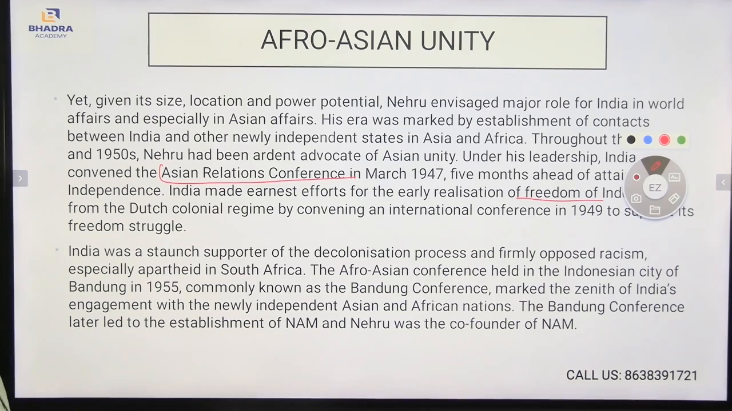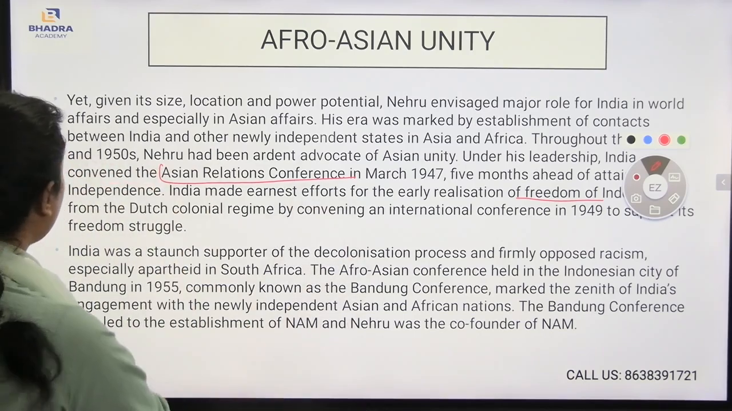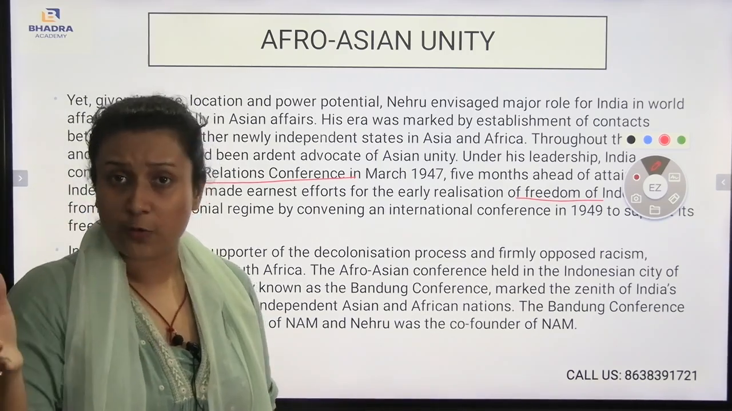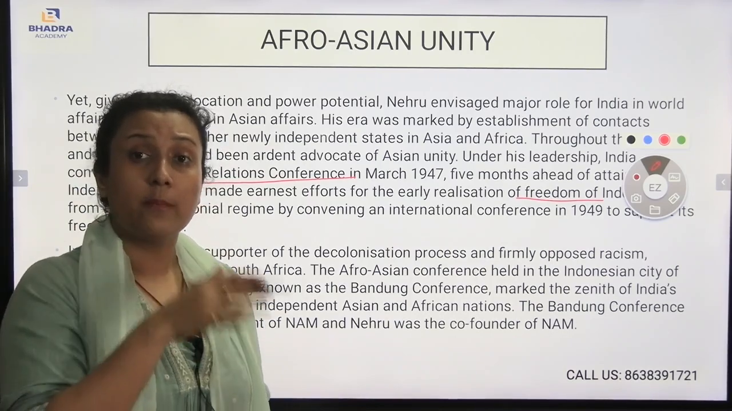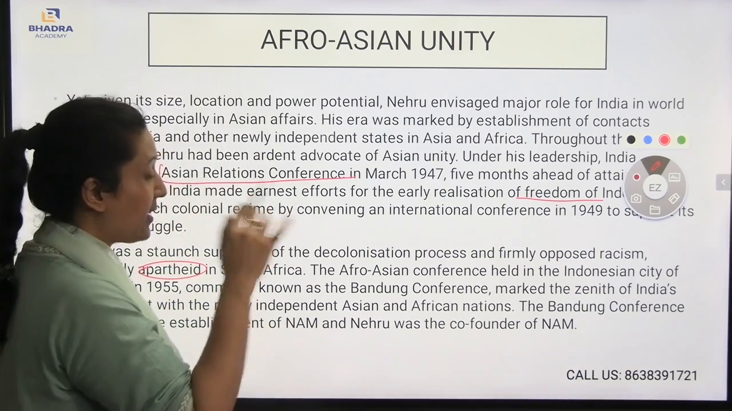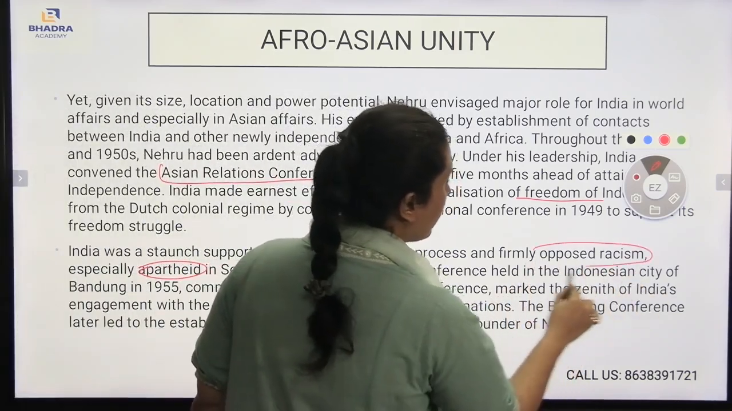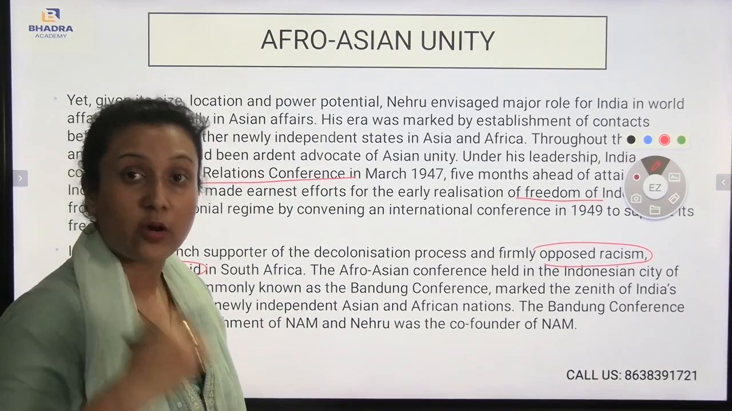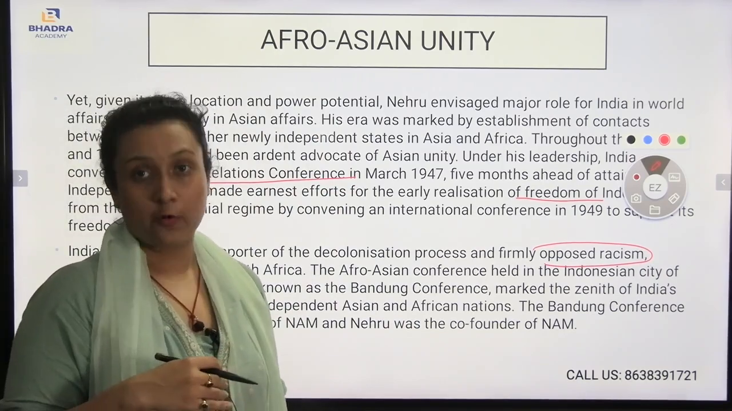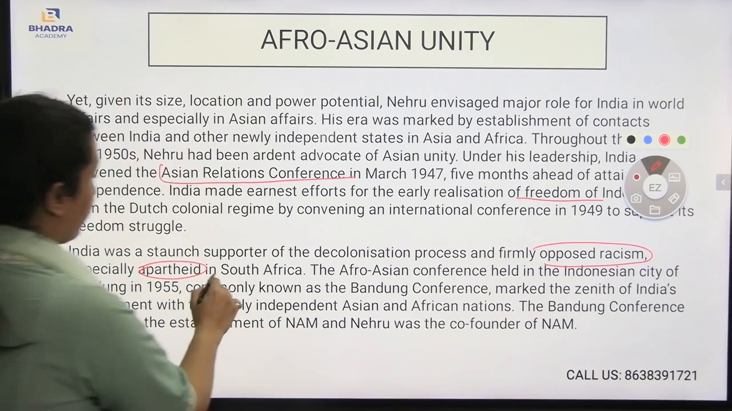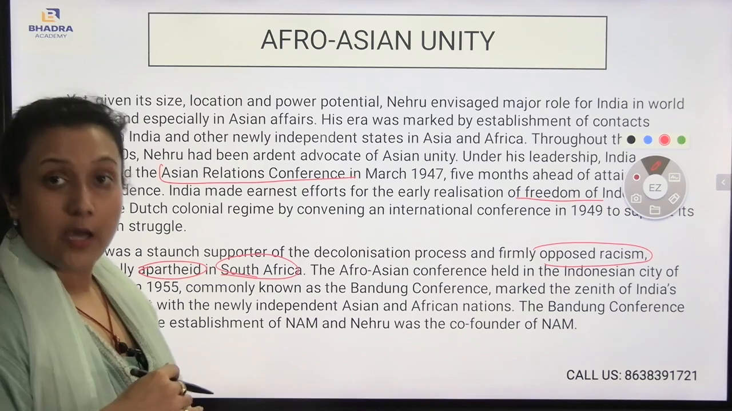India was a strong supporter of the decolonization process and firmly opposed racism, especially apartheid in South Africa. Very important, you see, the apartheid issue. The apartheid issue was the most important issue in South Africa, and its solution was also being provided by India itself. During that time, India was for decolonization and against the apartheid system. They never supported racism. They always opposed racism. If I talk about our country, India, they have always opposed racism and apartheid in South Africa.